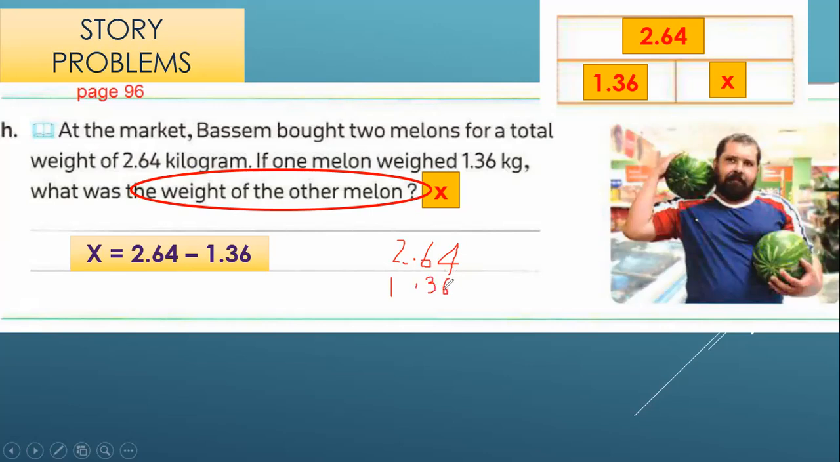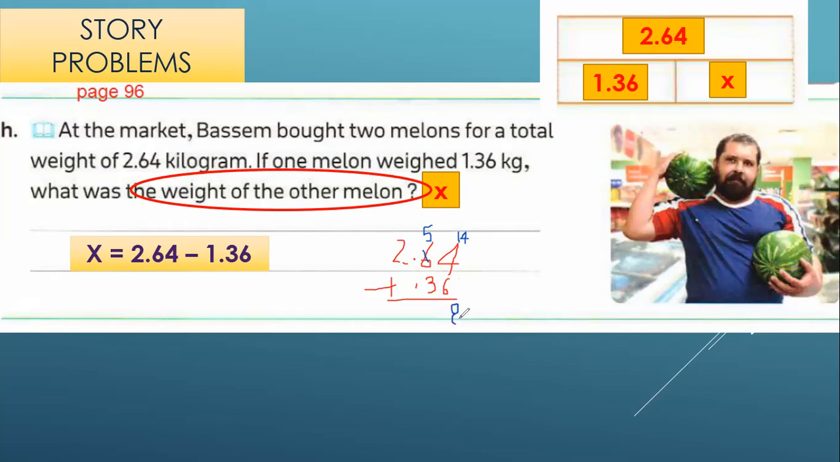2.64 minus 1.36. We have the same number of digits, 2 digits here. So 4 minus 6, can you take 6 from 4? No. You need to borrow 1. From which digit? 6. 6 will be 5. We can't take 6 from 4, so you will borrow 1 from 6. 6 will be 5, and 4 will be what? We borrow 1, 14. 14 minus 6 equals 8.